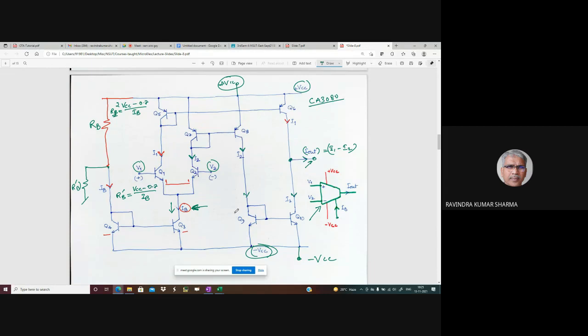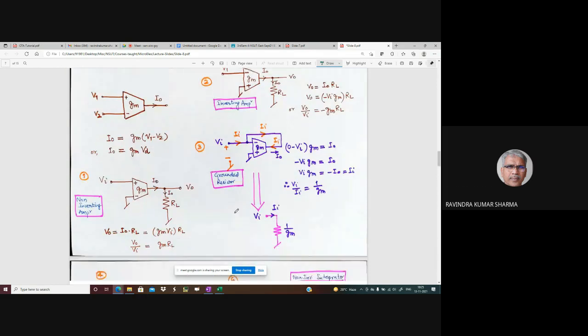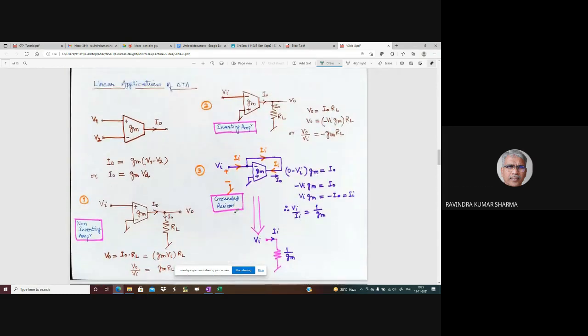Having understood this, now we can move further. What are the linear applications of OTA? So as you can see in this part, again the terminal relationship has been shown. I naught current is given as GM times V1 minus V2, which is also written as GM times VD.